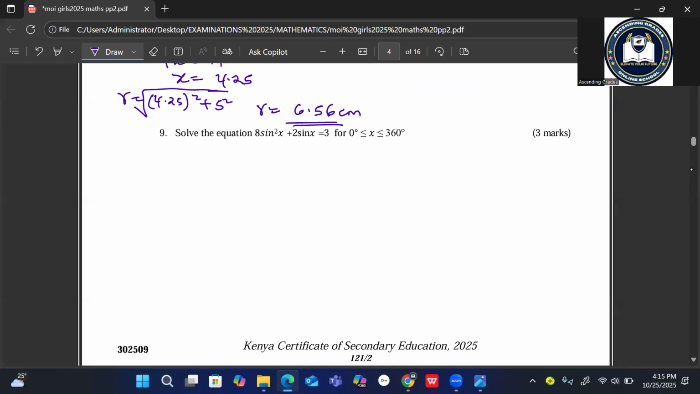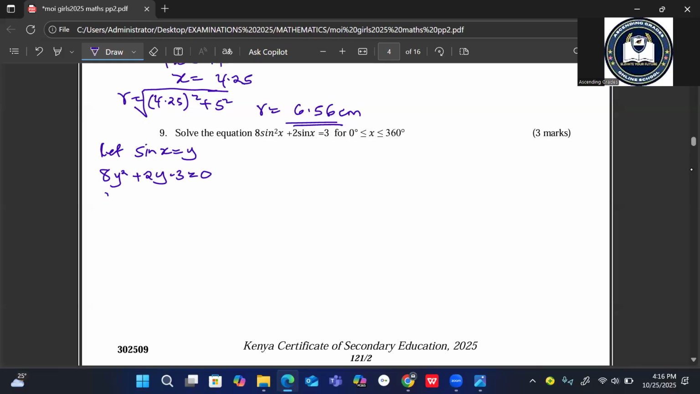Now let sin x be equal to y. Where we have sin x, we replace with y, so that 8 sin squared x now becomes 8y squared plus 2y minus 3 equals 0.